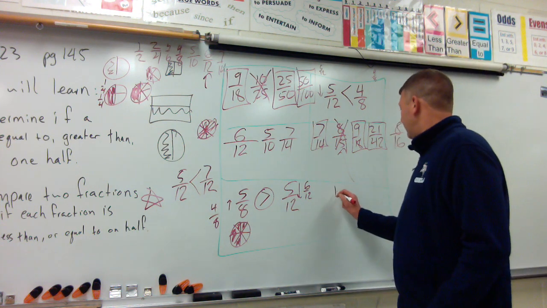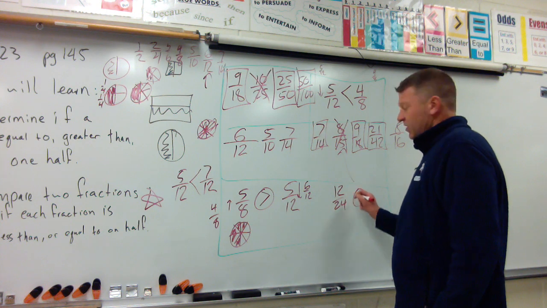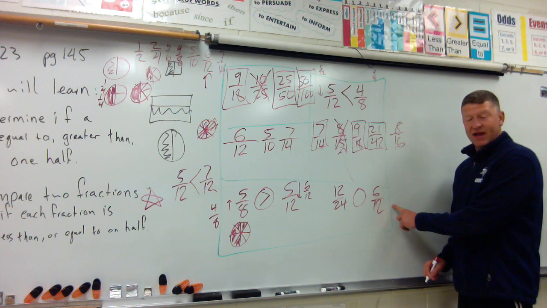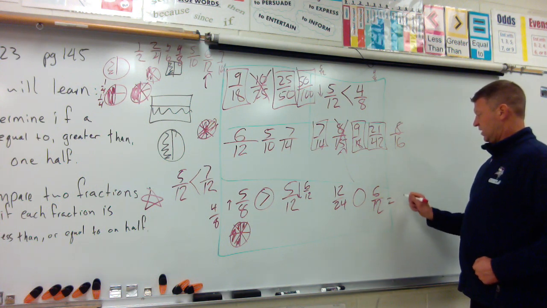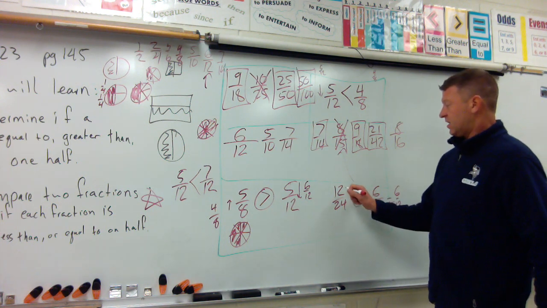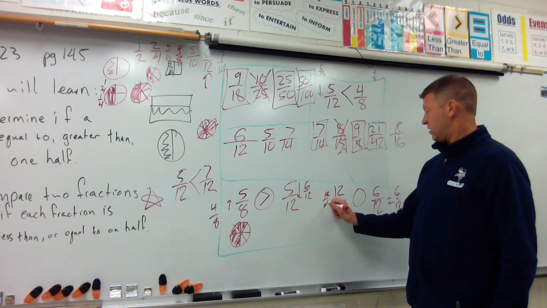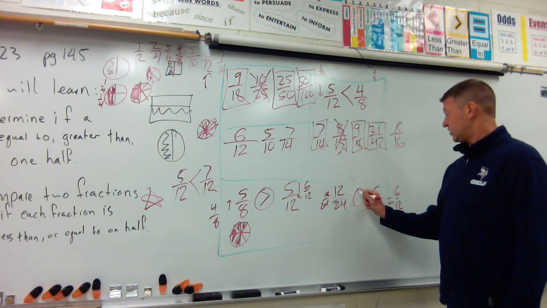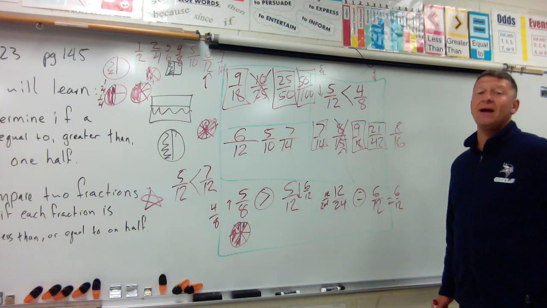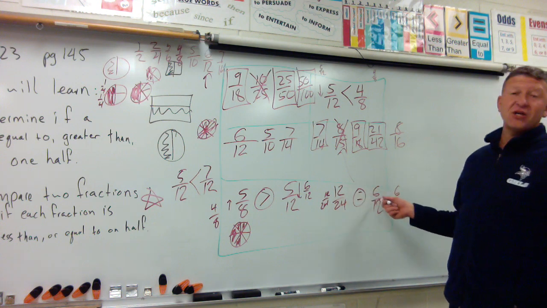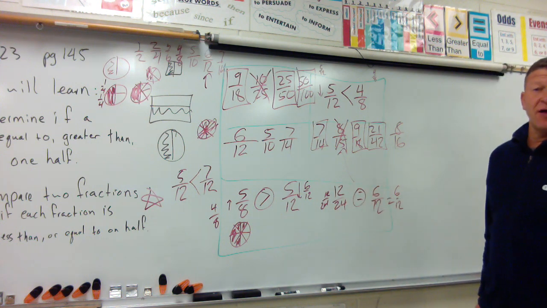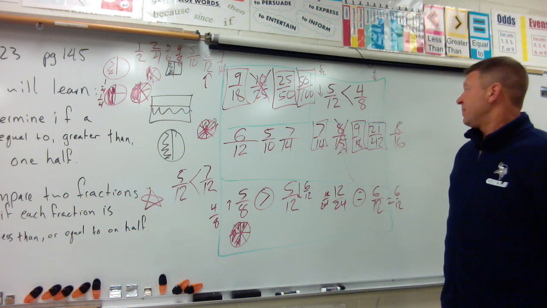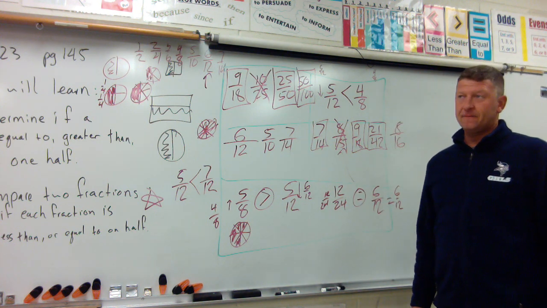We got 12/24 compared to 6/12. Cut 12 in half, you get 6. This one equals a half. Cut 24 in half, and you get 12. This one equals a half. So 12/24 is equal to 6/12. You can say, they're not equal, Mr. Bauer. Yeah, they are. If you got fractions that are multiples of each other, then they're equal. 6 times 2 is 12, and 12 times 2 is 24. So they're exactly the same. Just cut into more pieces here.